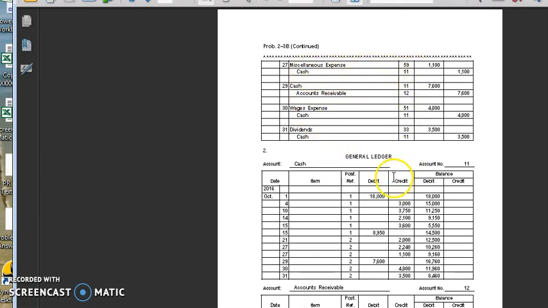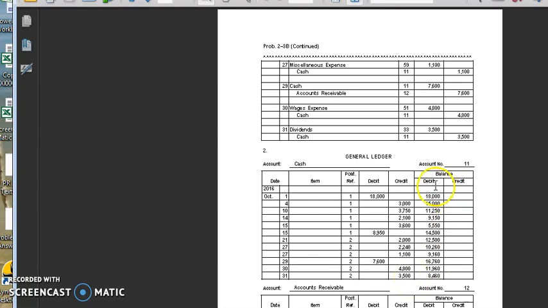are being posted to the cash account in the general ledger. So on the 27th, we credited cash for $1,100. On the 29th, we debited cash for $7,600. On the 30th, we had two credits to cash, one for $4,800 and one for $3,500, which are right here.